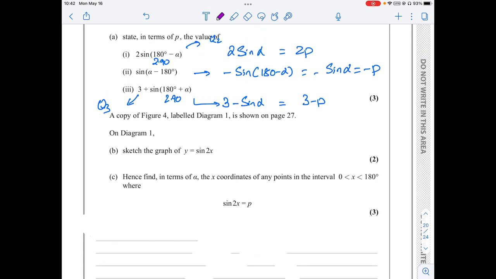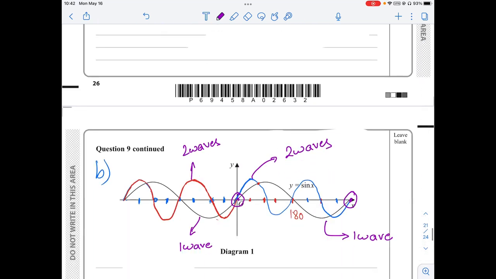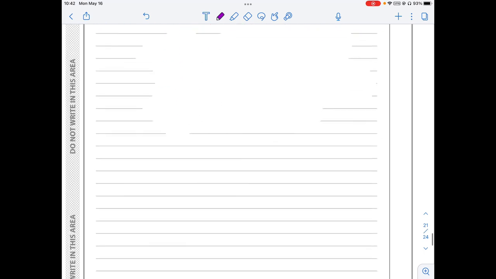Part C, hence find in terms of p the coordinates of any points in the interval x lies between 0 and 180 where sine 2x is equal to p. So what am I going to do? Sine 2x equals sine alpha. Sine gets cancelled. So alpha equals 2x.